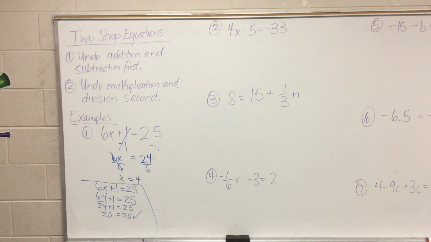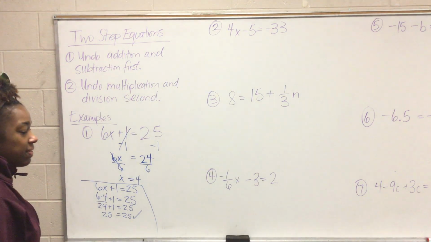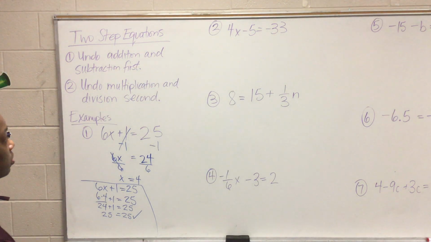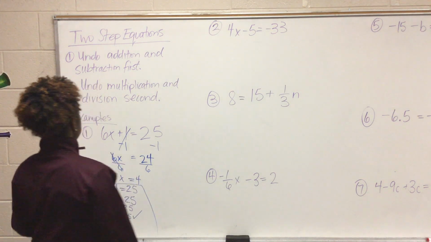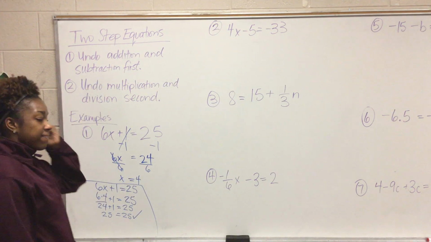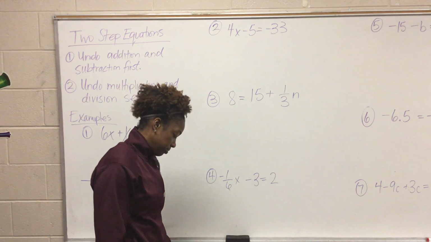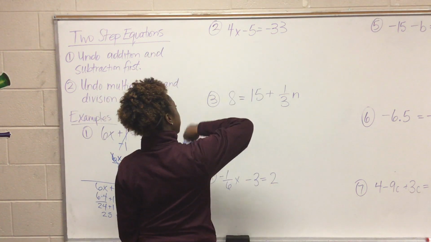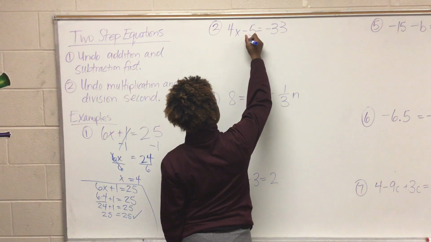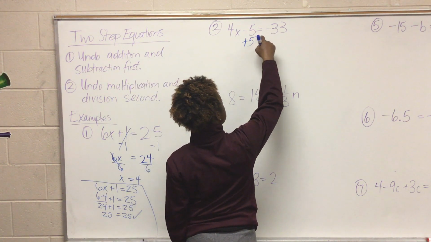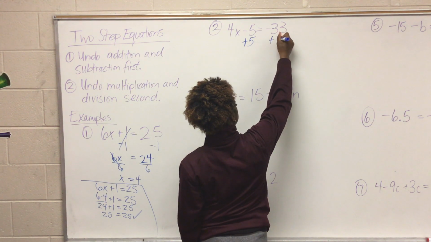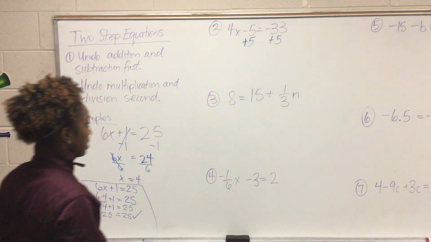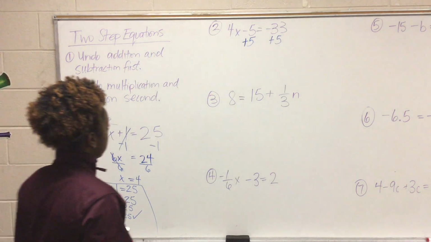Alright, so now we have 4x minus 5 equals negative 33. You want to undo addition and subtraction first. If I'm undoing addition and subtraction first, we have minus 5. So there's a subtracted 5, then we need to add 5 on both sides of the equal sign.